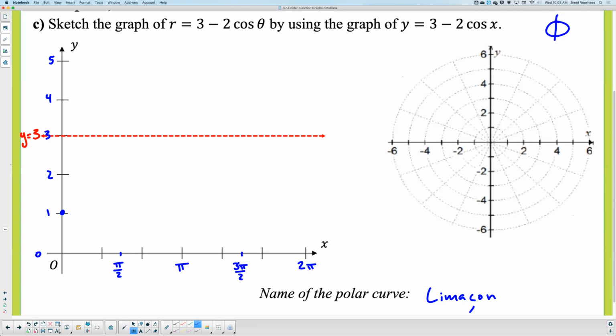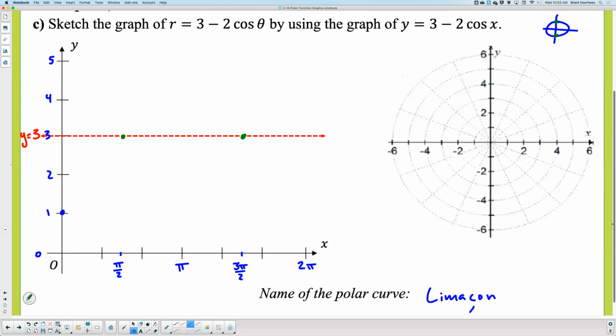If you think through the unit circle, cosine hits its zeros at 2 spots. They hit at pi over 2 and 3 pi over 2. I'm gonna go ahead and add those on there. At pi over 2 and 3 pi over 2, it hits its zeros.